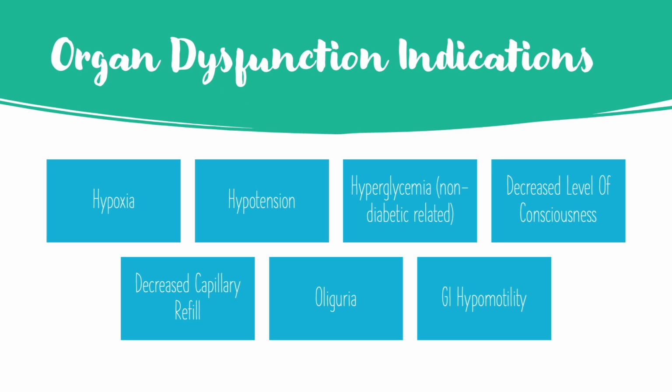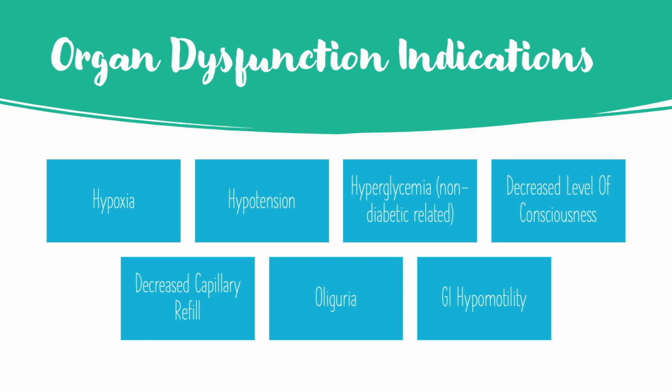Our next indicator is a decreased level of consciousness, which is indicative of decreased perfusion to the brain, which reflects hypoxia. Take note that a decreased level of consciousness indicates confusion secondary to hypoxia of the brain. A decreased capillary refill, which is a capillary refill greater than 3 seconds, is also indicative of organ dysfunction in which perfusion to the peripheral extremities is decreased.